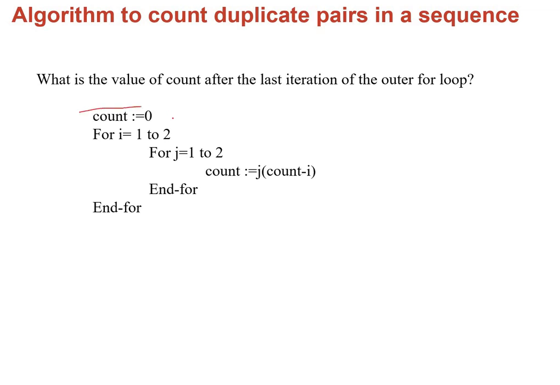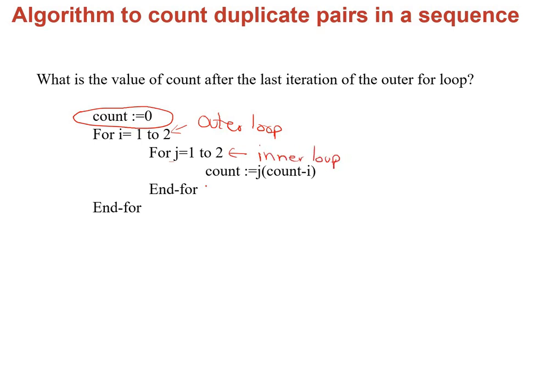So now in this case, you are starting with a variable count equals 0. You have two loops. So for i equals 1 to 2, for j equals 1 to 2. So this is the inner loop. So this one is the outer loop, and this is the inner loop.